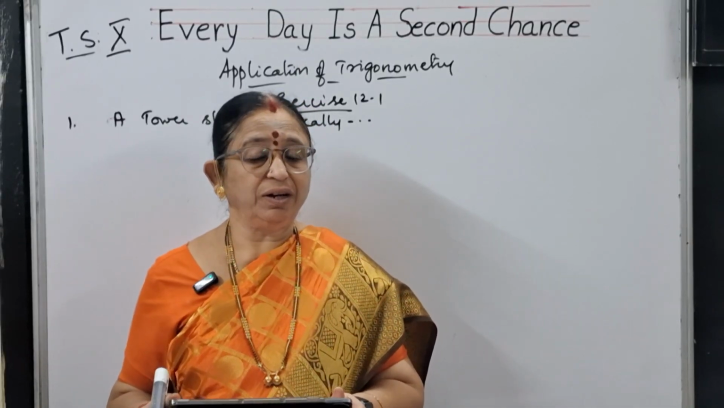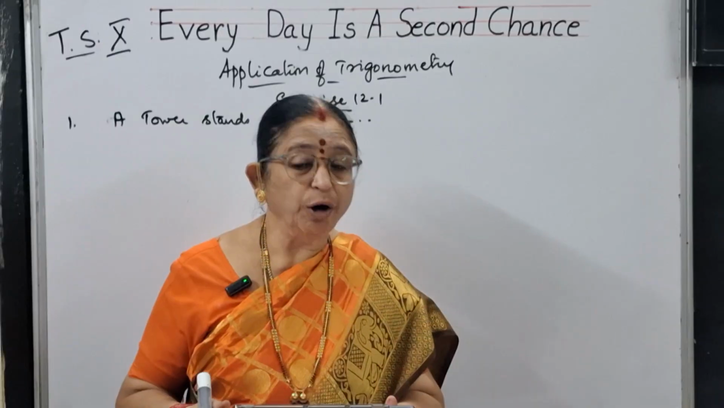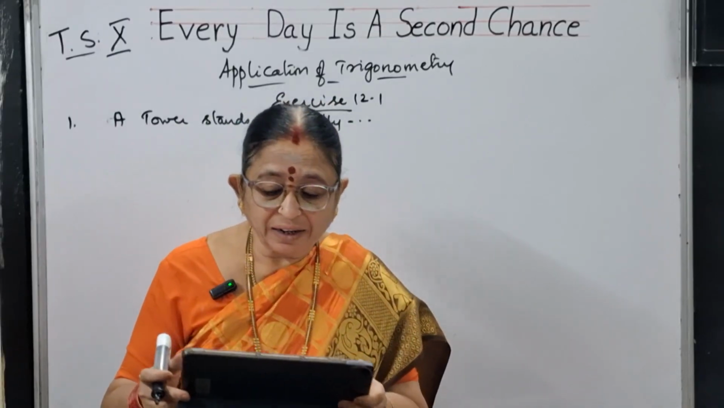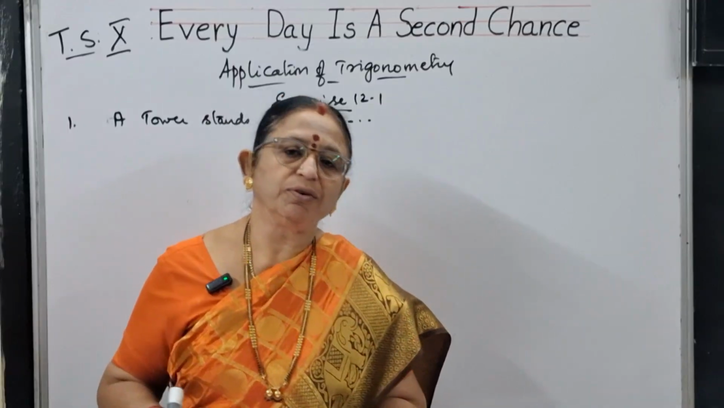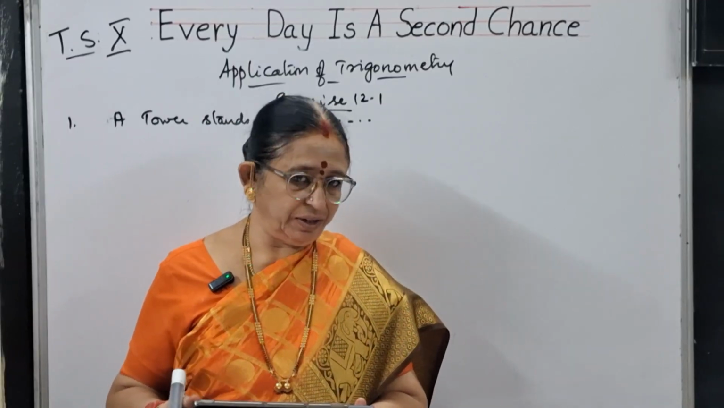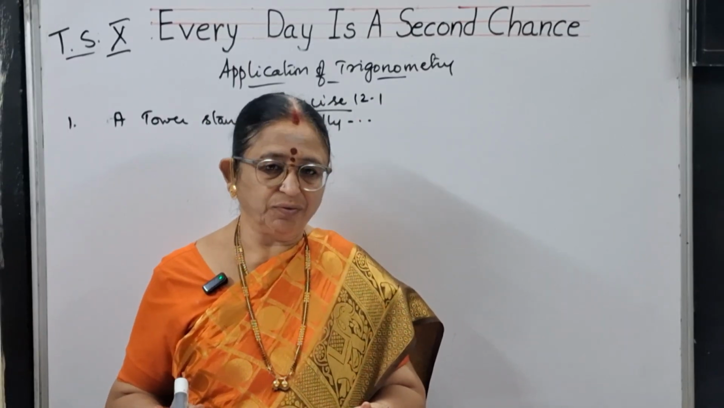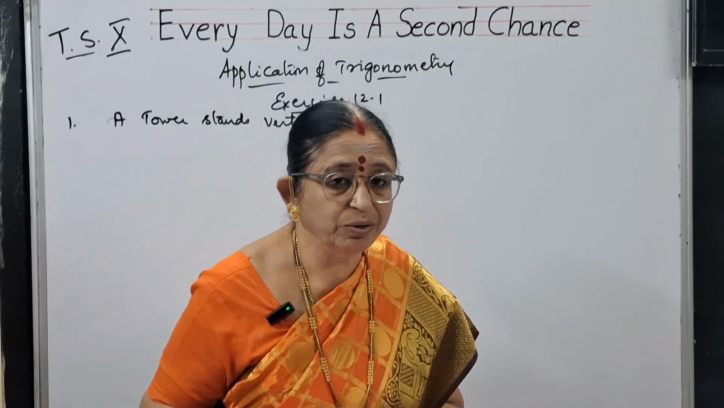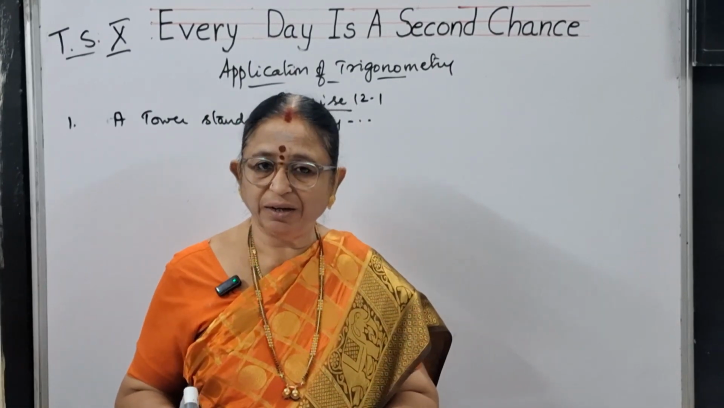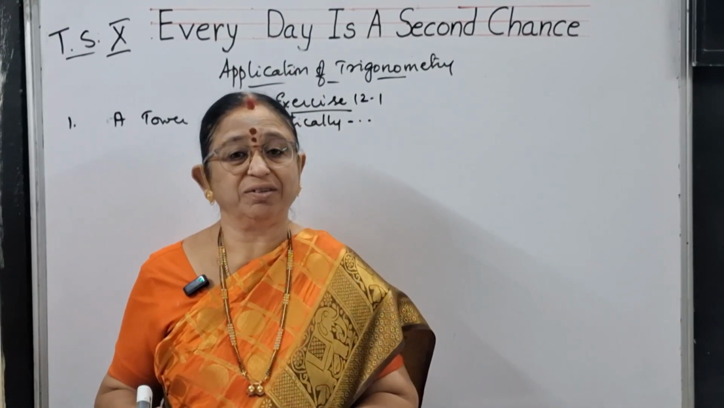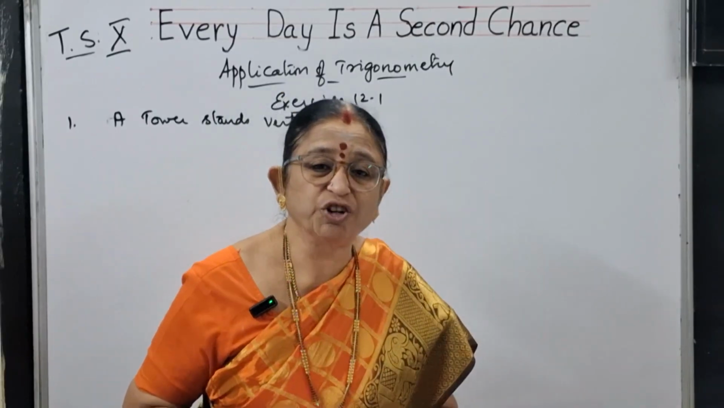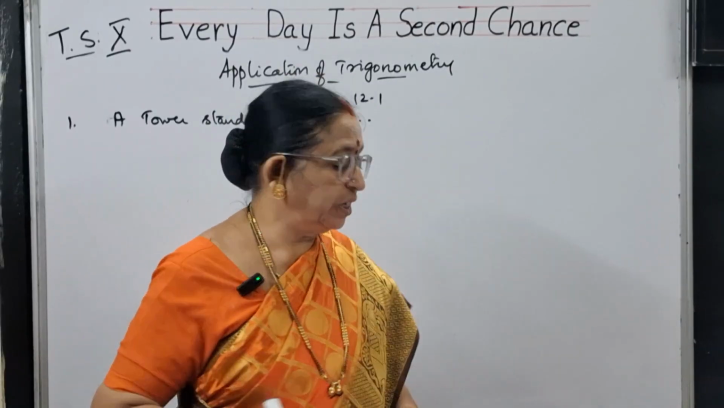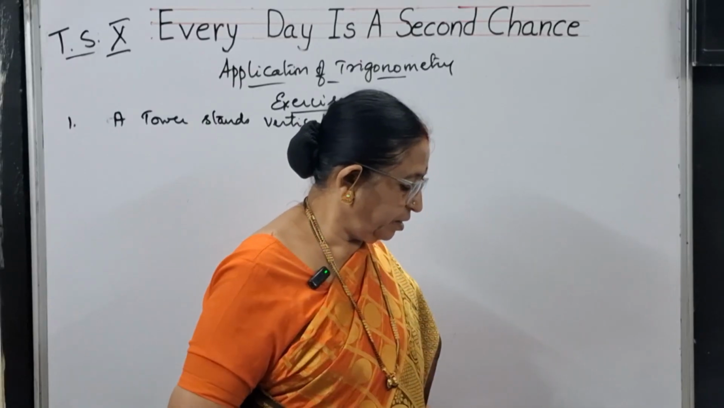There is a tower, and the top of the tower is observed from 15 meters away from the bottom of the tower, and they found that the angle of elevation is 45 degrees. You need to find the height of the tower. So first you should draw the diagram and then understand which side is given, which angle is given. Basing on that, which trigonometrical ratio will function for it. So let us see this one.